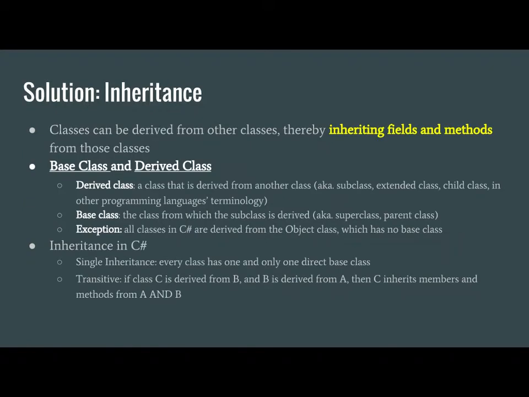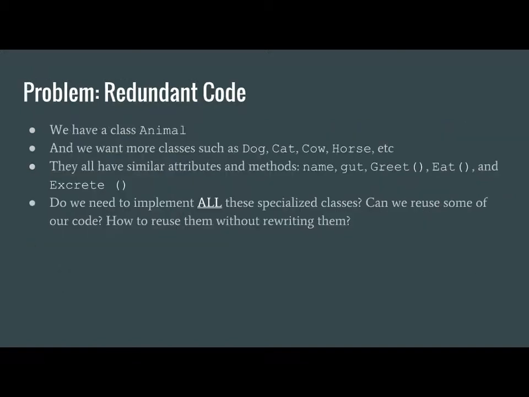So with class inheritance, we can derive a class that's based on some class that we already implemented and add some modification to it. The derived class therefore inherits fields and methods from the base class. For instance, instead of rewriting everything for dog, cat, cow, horse, we can just somehow make them inherit from animal. So we inherit name, get, greet, eat, and excrete without rewriting everything.